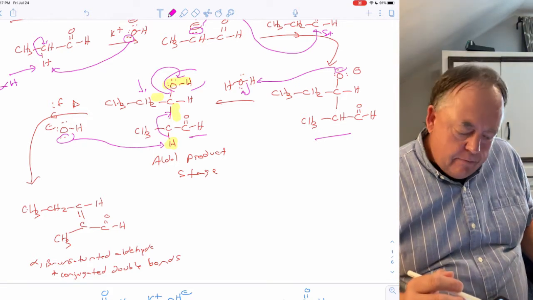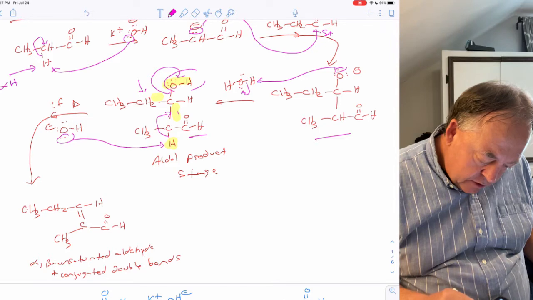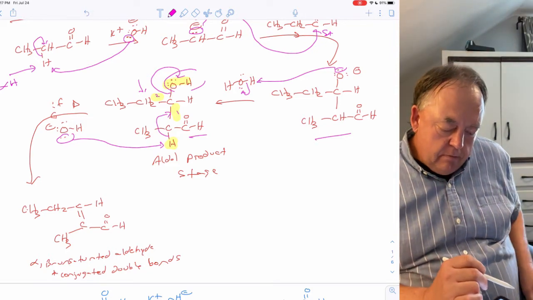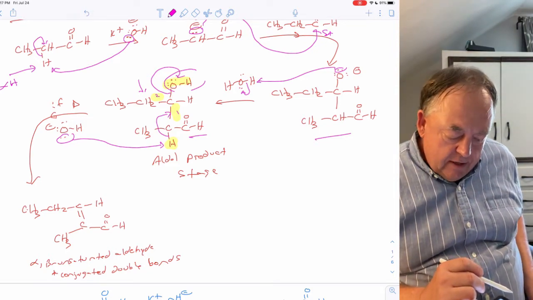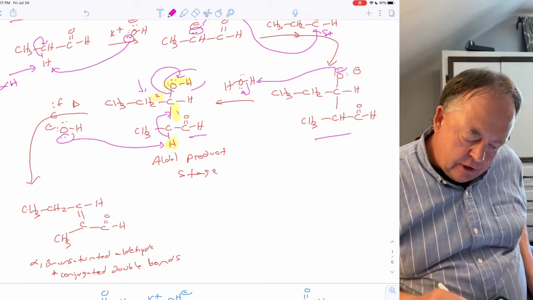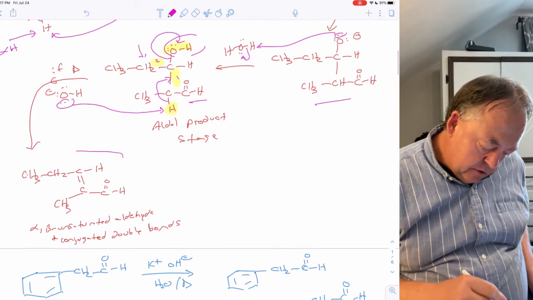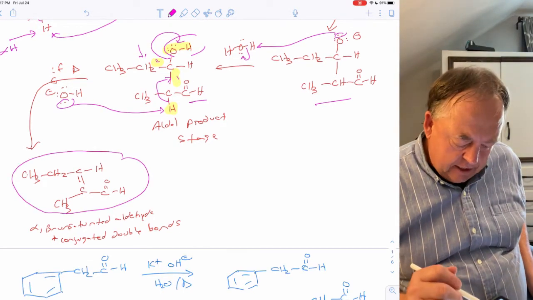But you don't want to do that, because if you put the double bond there, we'll call this 1 and we'll call that 2. If you put the double bond between those two carbons at 2, the double bond would not be conjugated with the C double bond O. So it would rather be at position 1 so that it's conjugated with C double bond O. And then that gives you this product, the alpha beta unsaturated aldehyde.